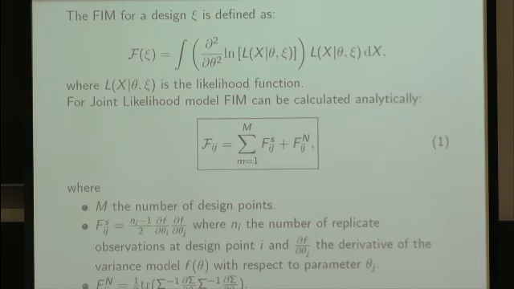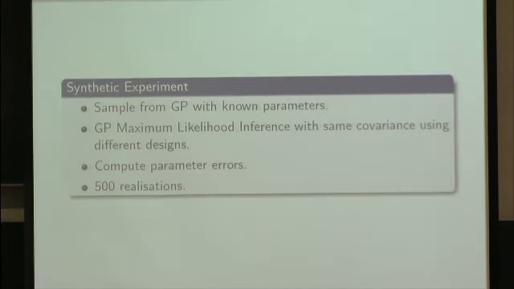But because we are also explicitly considering replicated observations, we have an extra term here that depends on the variance model and the number of replicates. So you can see if the number of replicates is 1, this disappears and you go back to what you had for normal Gaussian processes. So it's nice and tractable. Okay, so that's our basic way of doing the design. That's our design criterion. I'm going to present now some experiments.